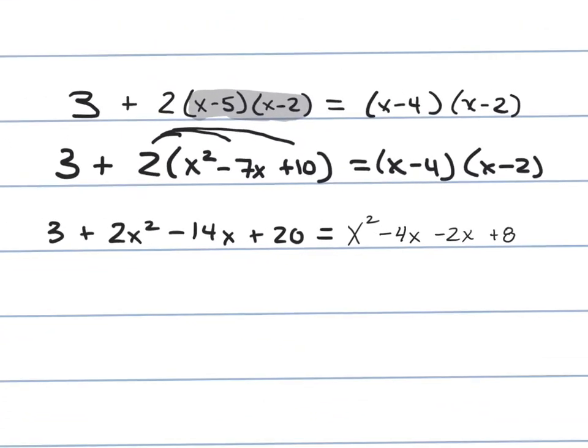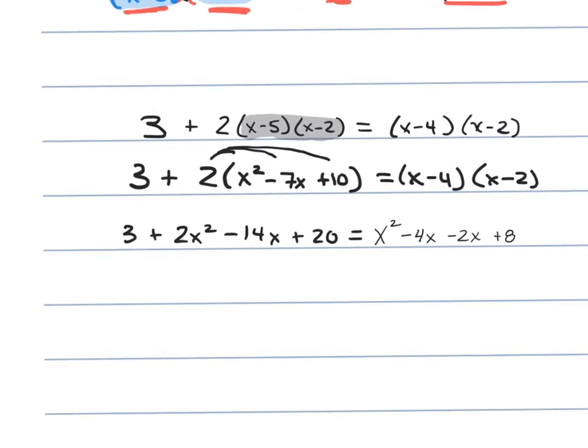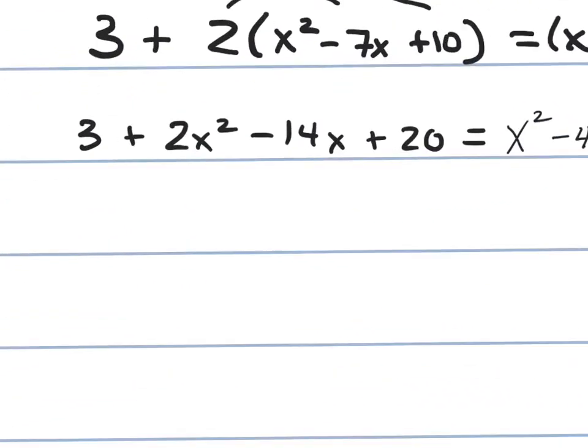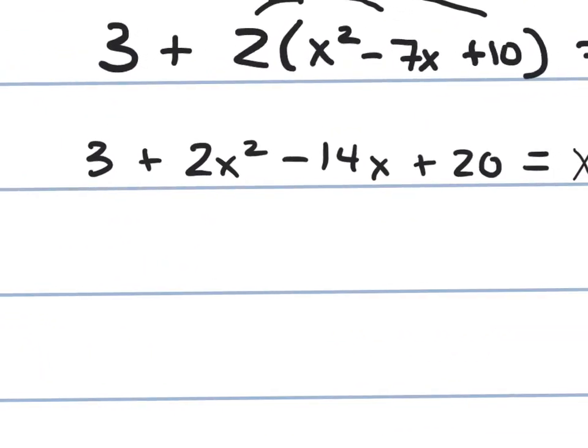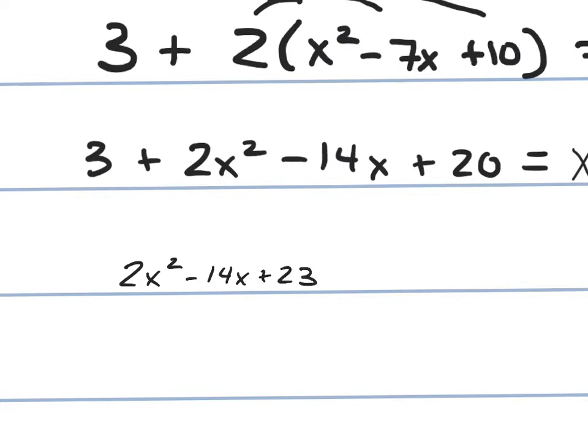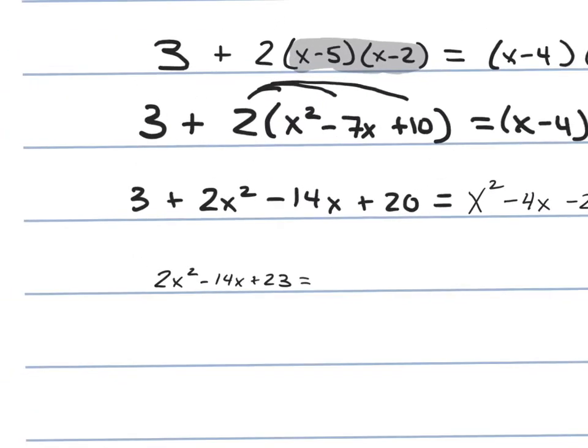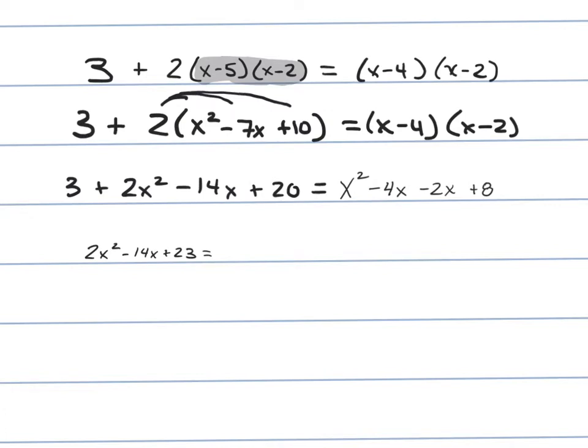The good news is we have a whole lot of stuff, and this is a little bit easier to deal with. Let's simplify the left side, combine anything we can on the left, combine anything we can on the right, and then move it all together. So, is there anything on the left-hand side that can be combined? Okay, the 3 and the 20. So we get 2x squared minus 14x plus 23 is equal to, what about the right-hand side? Minus 6x plus 8.